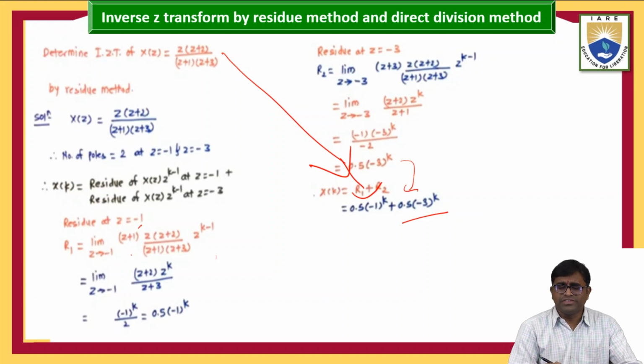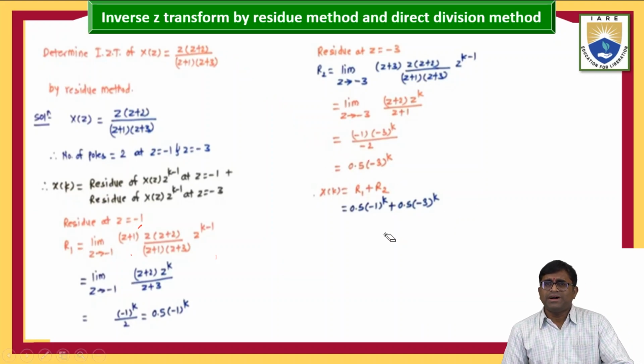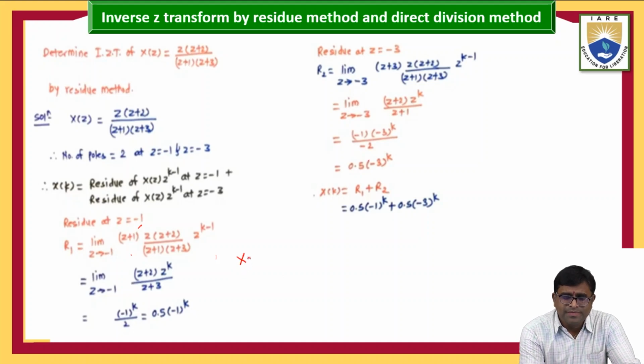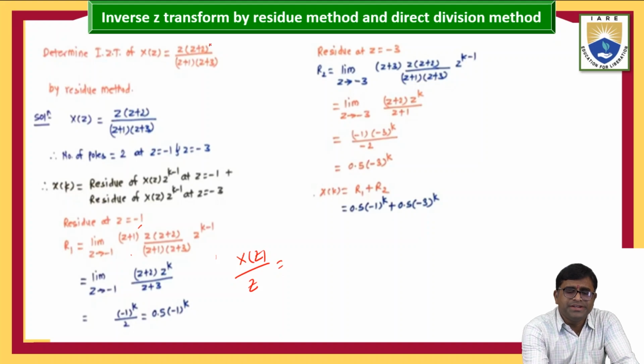Now we already saw the same problem using the partial fraction method. Once again I am repeating it for the partial fraction method. In the partial fraction method, first of all the given function is in the form of x of z by z. Actually the function is z into z plus 2 by z plus 1 into z plus 3.